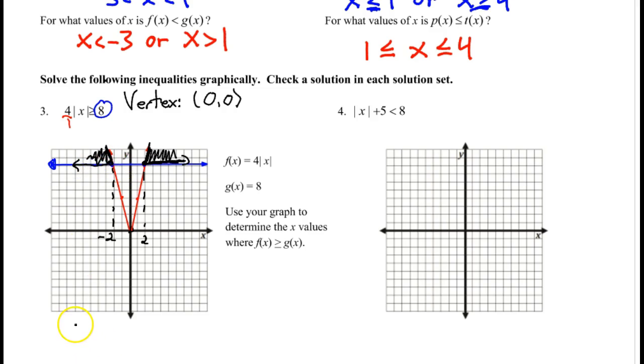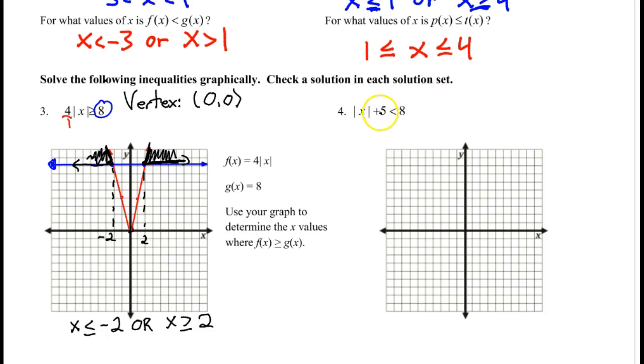So one or the other. So we got x is going to be less than or equal to -2, or x is going to be greater than or equal to +2. Right? Because that's where the graph starts being above. All of this is below the line. But as soon as we get to -2 and beyond, that's where the graph is above the line.